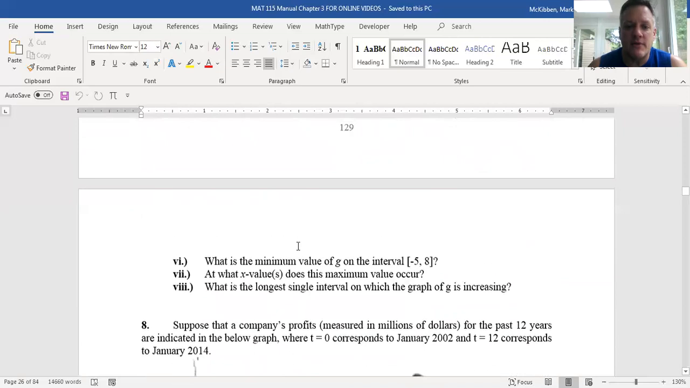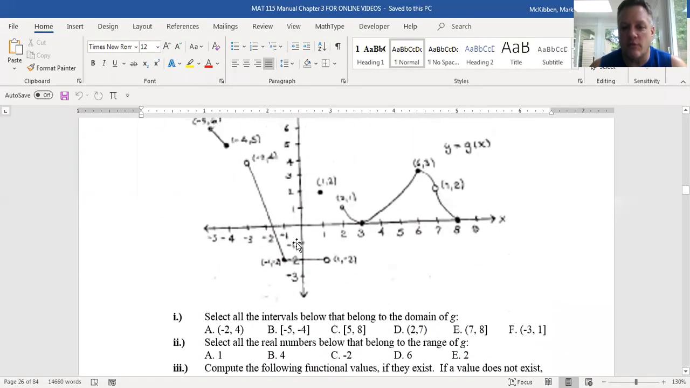Anyway, piddle around with this, get familiar with the terminology, and let me know how it goes. All right, take it easy.